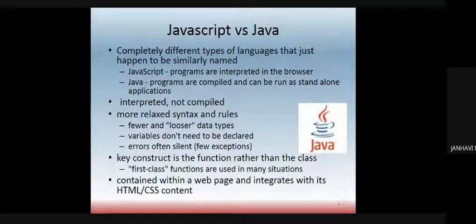Whereas Java programs are compiled, like your C++ programs, and can be run as standalone applications. They do not require any other help. A C program can run on its own, C++ can run on its own, and similarly Java programs are also standalone. They can be compiled and run. Whereas JavaScript is interpreted in the browser.